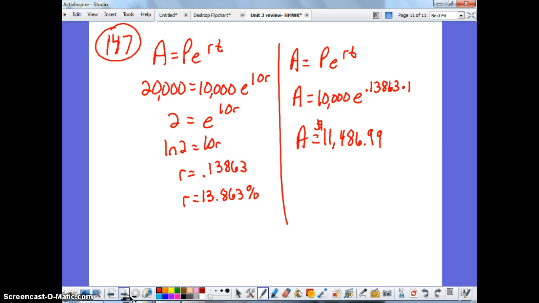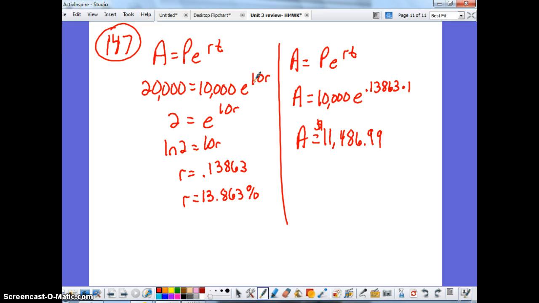Last one, 147, there's two pieces to it. You have 10 grand, you're depositing that compounded continuously, so that's PERT. It says it will double in 5 years. So if it's going to double in 5 years, that means I'm going to have my 20 grand in here, and it looks like I have a typo in here. This should be 5, so I'm going to fix that. It's not going to be 10. All right, I must have misread that when I did this earlier.